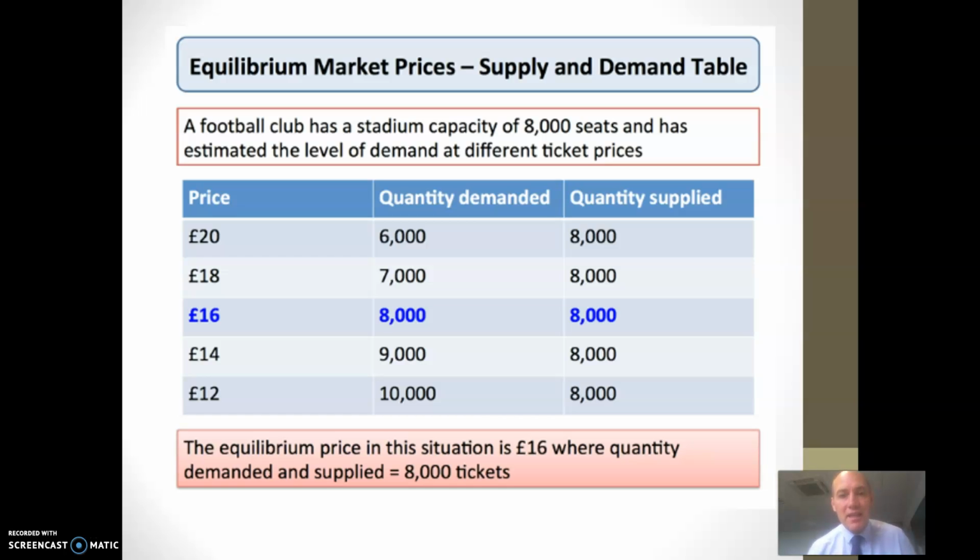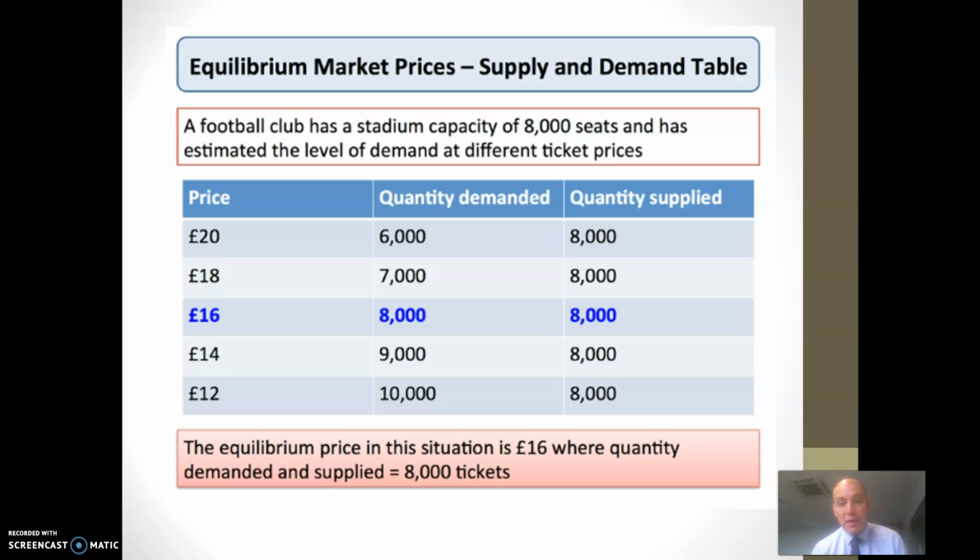If you're given data like this within the exam, you need to interpret this information and be able to analyze what happens next potentially. So let's have a little look. In the scenario, there's a football club with a stadium capacity of 8,000 seats, probably something like Newport County, quite small, Rodney Parade, and it's estimated the level of demand at different ticket prices.